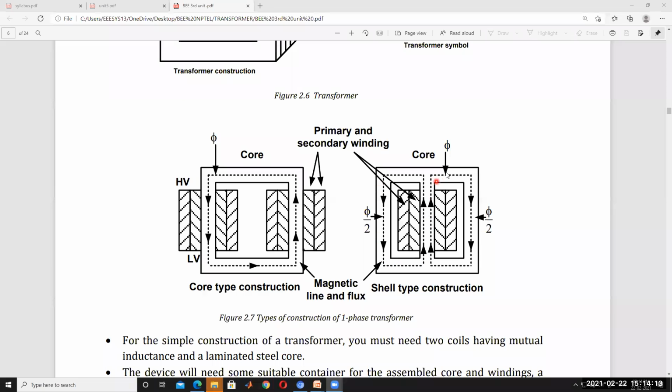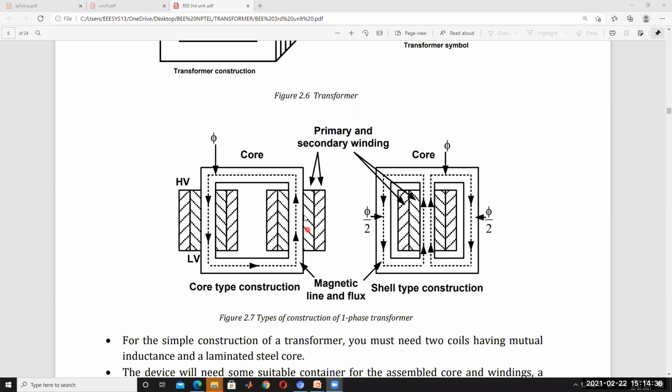Here the flux is dividing, so here we are placing the winding. The winding we have to place here, and in this also we have to place winding. The windings are placed in this manner. This is called the low voltage winding, acting as the primary winding, and this is called the high voltage winding.